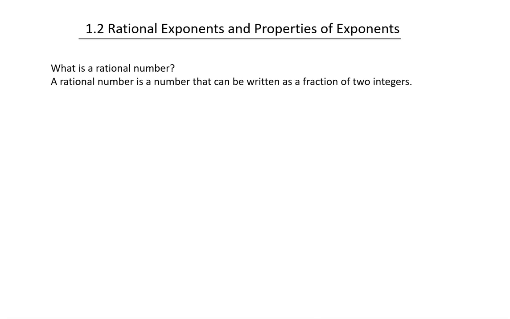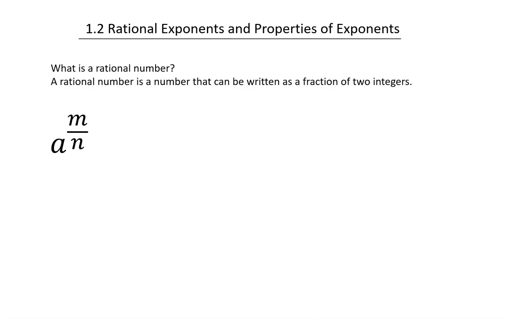Today's lesson is on rational exponents and properties of exponents. What is a rational number? A rational number is a number that can be written as a fraction of two integers. And so a rational exponent then is an exponent that is a fraction. For instance, a to the m over n power.